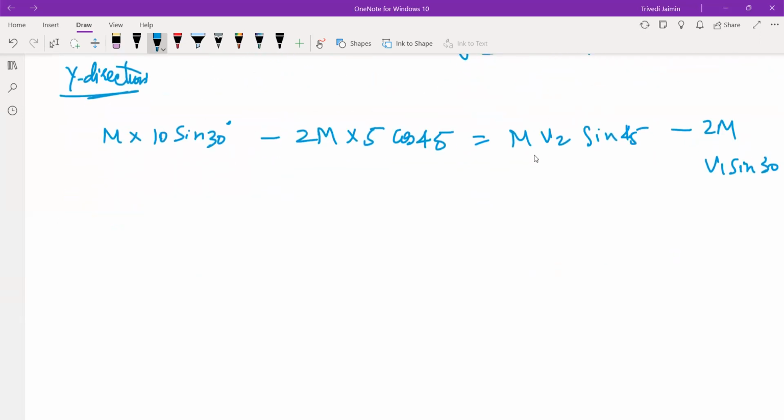In the y direction, m will get cancelled again. V1 we have, so 5 minus 2 equals to 5 root 2. 5 is already there. 5 root 2, V2 as it is by root 2 minus V.